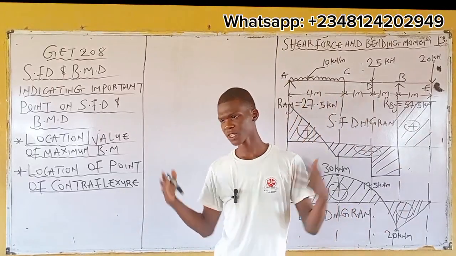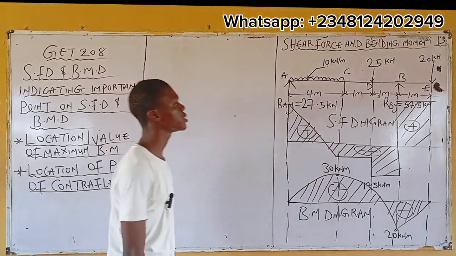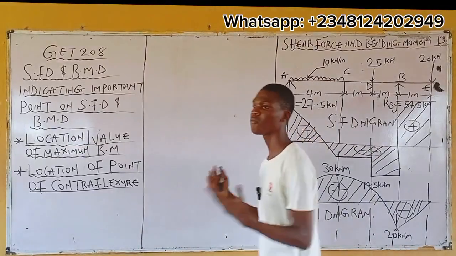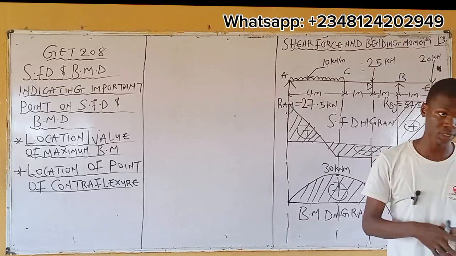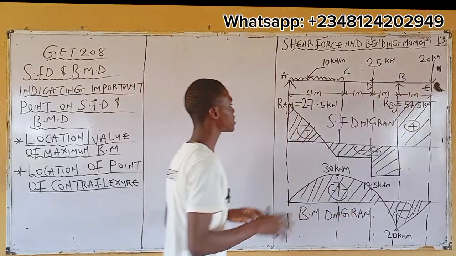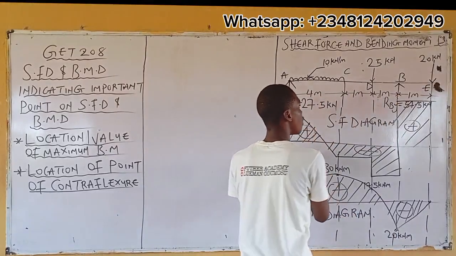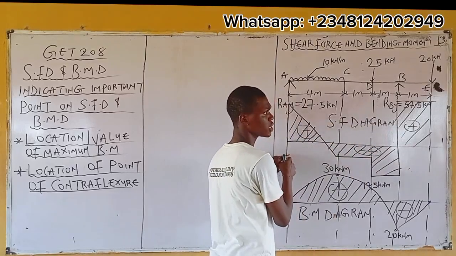But just for better understanding, I need to explain that. All right, now we said location slash value of maximum bending moment and point of contraflexion, they are synonymous. They are what? Synonymous, right? Meaning that the difference is that you obtain the location and the value of maximum bending moment using your shear force diagram. Are you getting me?